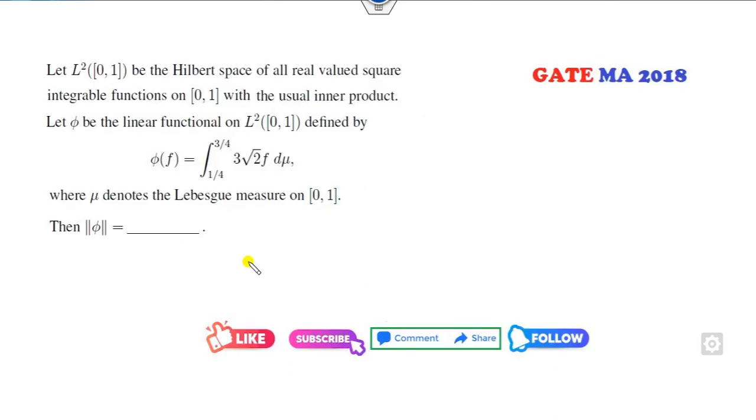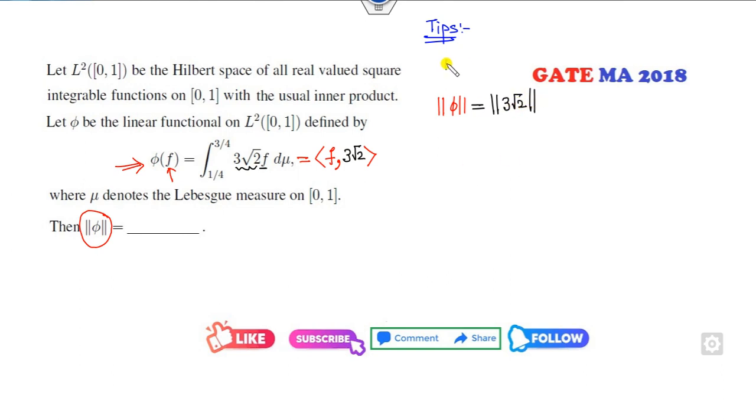So let's start with this one. The first tip for you: first of all, you have to look at what you want to find. Your target is to find the norm of phi. Can you define this in terms of the inner product? It is my f, you can write it as f. What is remaining? F is already written, the remaining is 3 root 2. Then this is the norm of 3 root 2 by using the Riesz representation theorem.